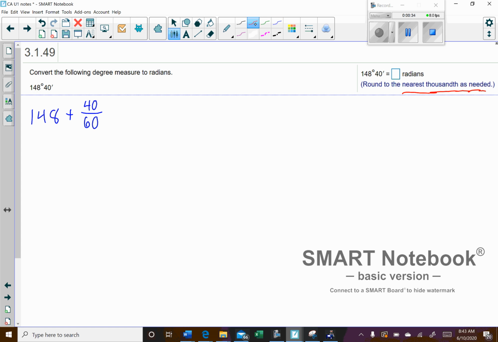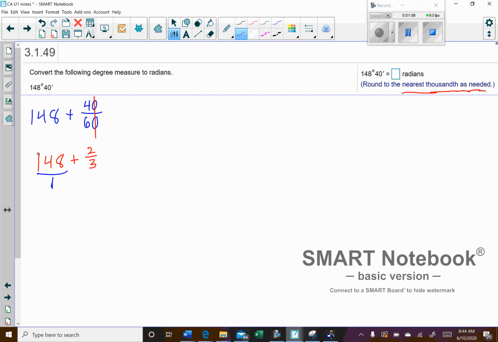And so that'll cancel out right there, and then that'll reduce down to 148 plus 2/3. 4 over 6 will reduce to 2/3. Typically, this wouldn't be that big of a deal. You could just round that. But since they want it so accurately, we're going to have to add these together. And so we're going to have a common denominator.